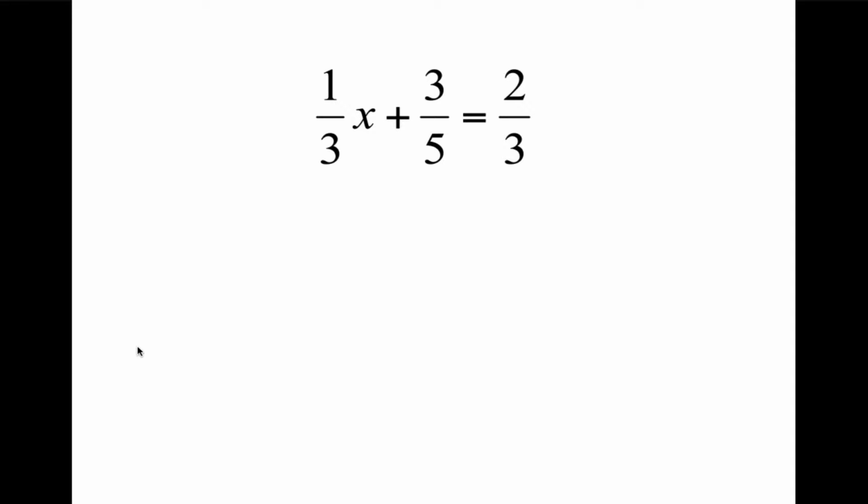What we need to do is figure out what would be the common denominator of all these fractions, and the fractions are 1/3, 3/5, and 2/3. So figure out for yourself what would the common denominator of these fractions be. The common denominator for 3 and 5 should be 15.